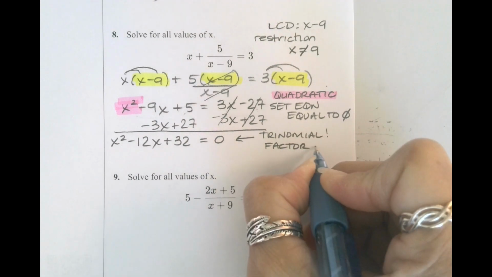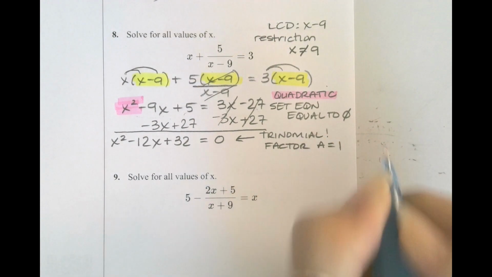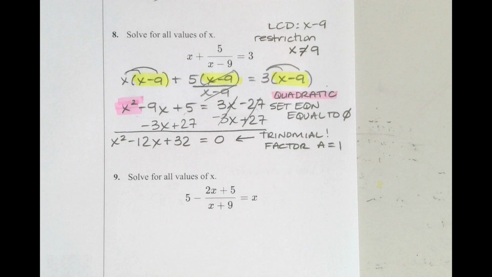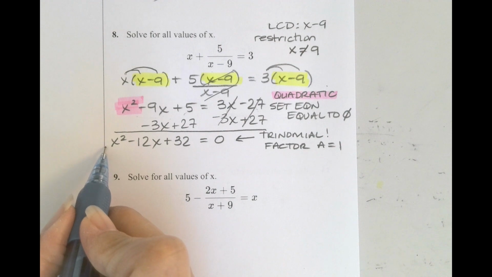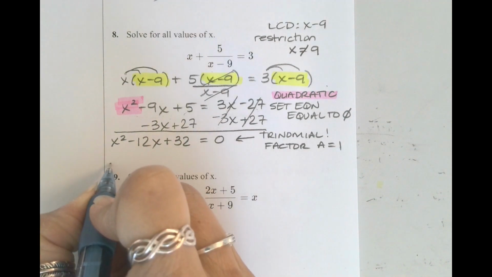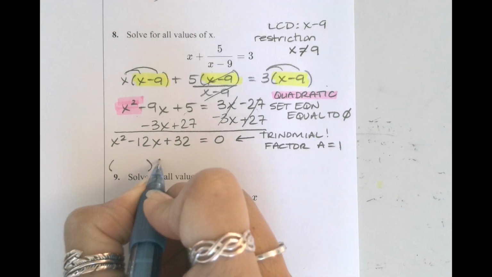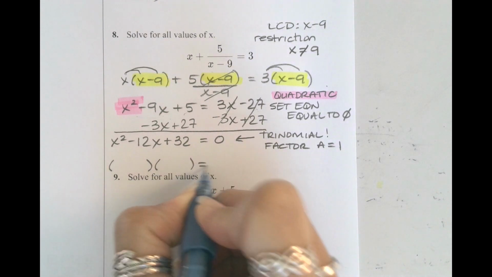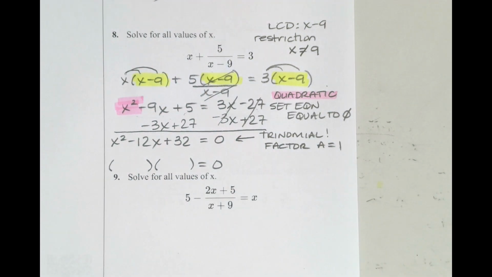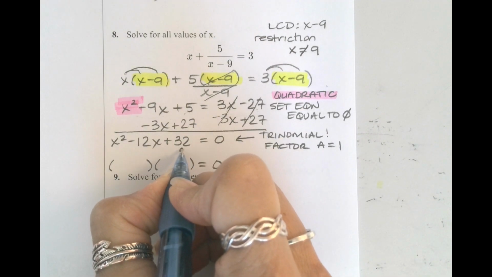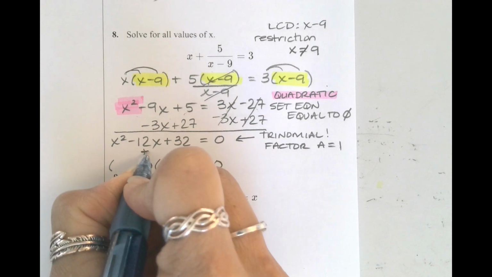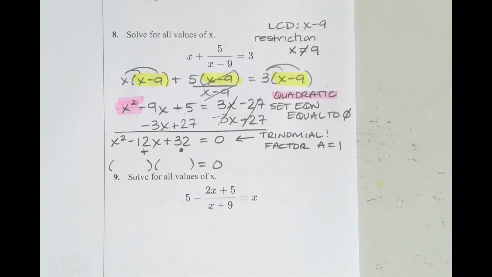So factor. The good news is that you get to factor where a is equal to 1. Our a coefficient, the number in front of x squared, is a 1. So it's easy to find the factors because whatever the answers are to our questioning technique, you just put them down. So the question is, what two numbers multiply to be 32 that add to be -12?